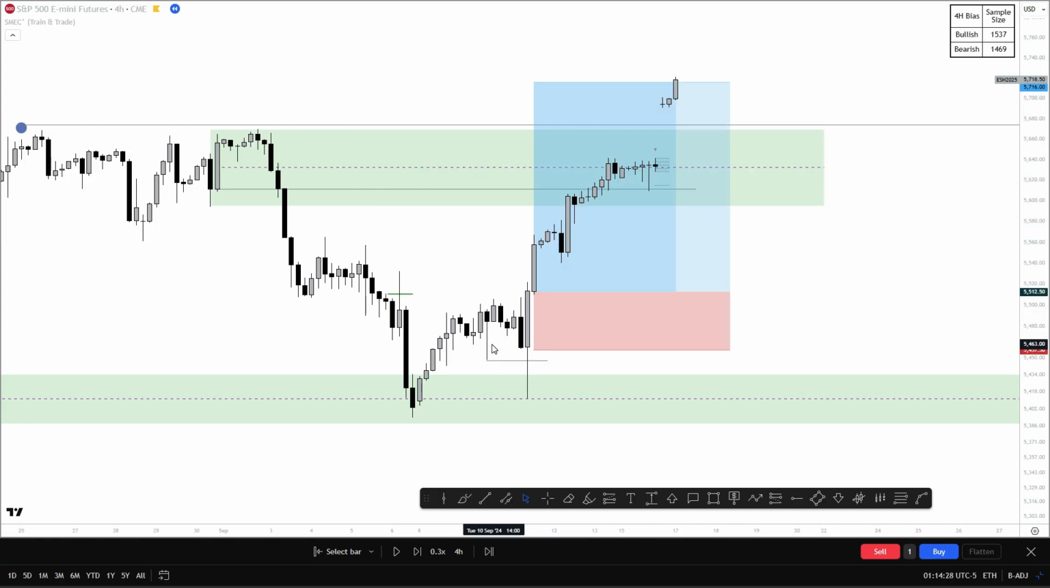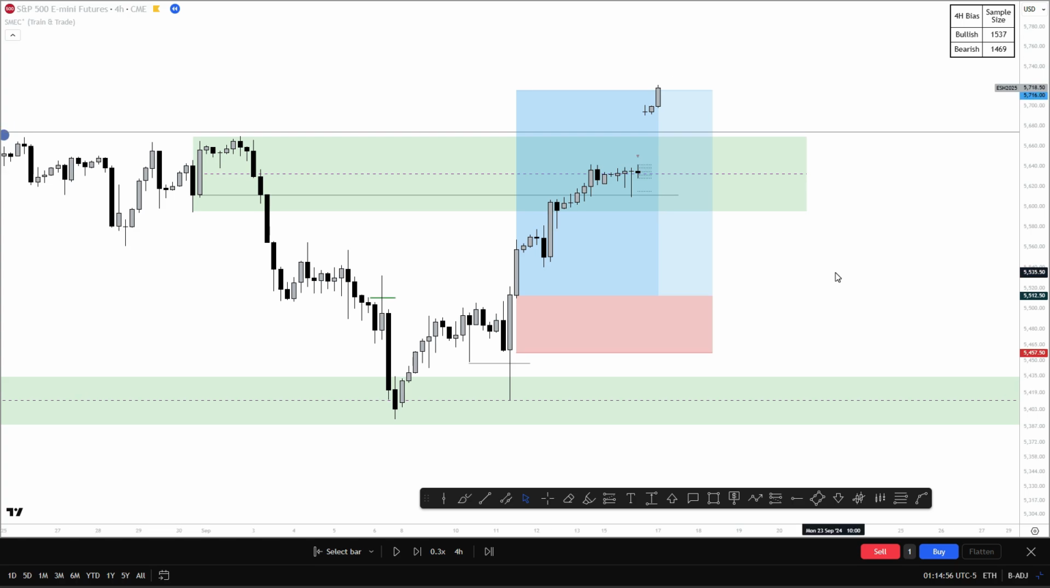Now, this is why it's very important that we have a 4-hour confirmation, whether we have a daily bias, whether we have a 4-hour bias as well. Now, let's go ahead and let's take a look at another example.